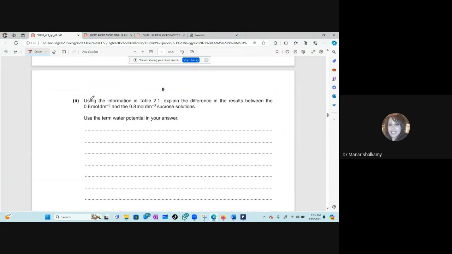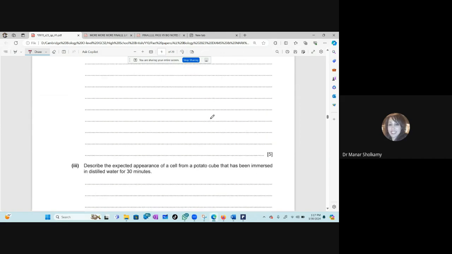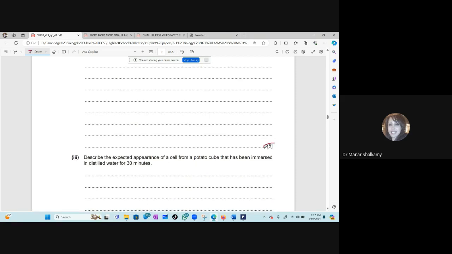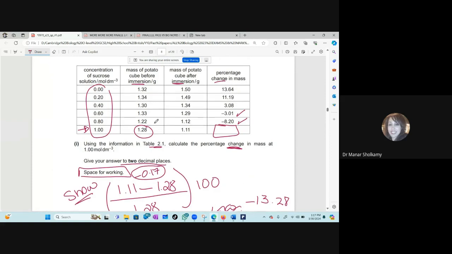Okay. Now, using the information in table 2.1, explain the difference in the results between 0.6 moles per decimeter cubed and 0.8 sucrose solutions, and use the term water potential in your answer. How many marks? 5 marks. So let's go and compare. We want to compare here the results between 0.6 and 0.8. Let's look at 0.6, break it down, and 0.8 and break it down.